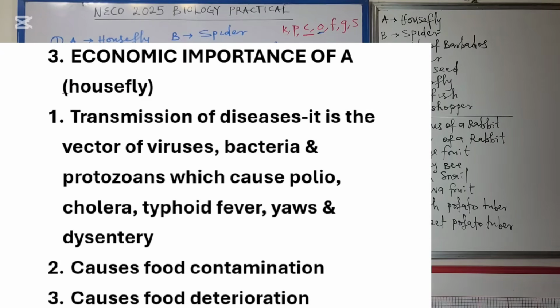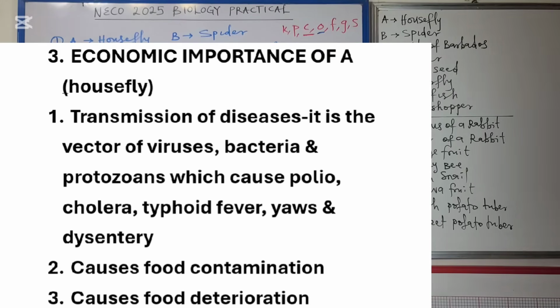Talking about the economic importance of housefly, it is able to regurgitate vomit fluid from the crop to moisten solid food. This brings viruses and bacteria picked up from feces and other places into food. That is why we talk of food contamination there. Housefly also defecates constantly on food. That is why it is able to contaminate food and cause food deterioration. We've been able to state 3 economic importance there.